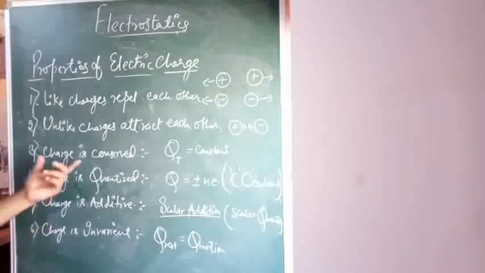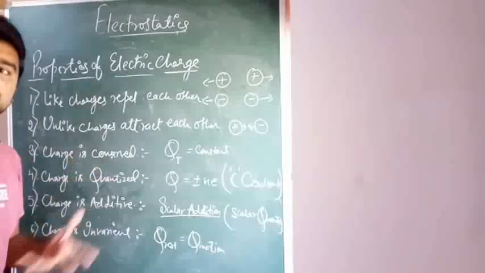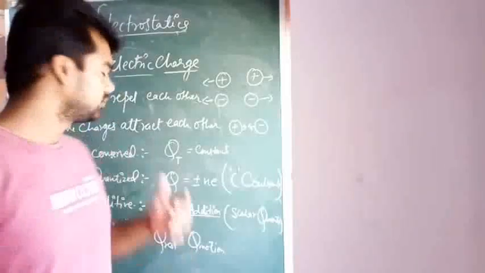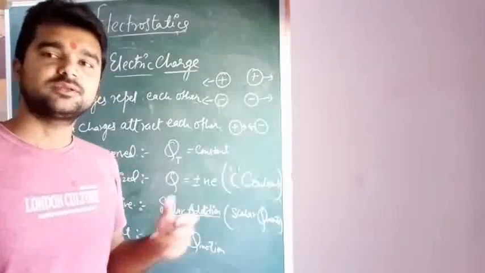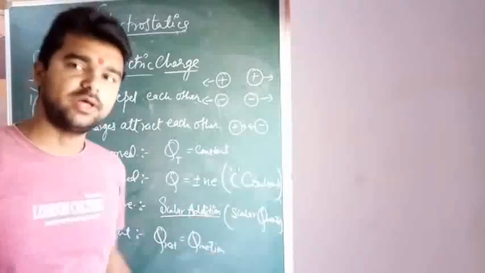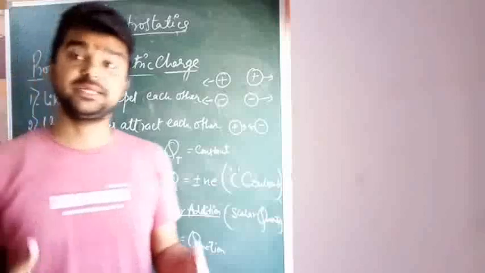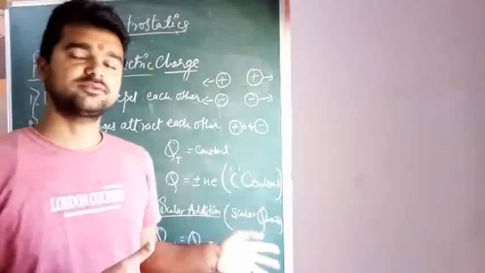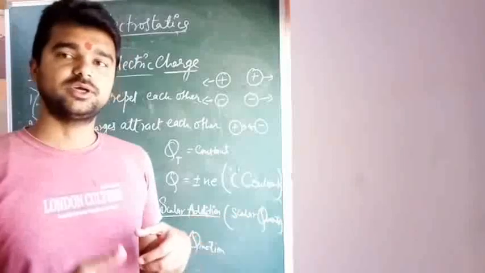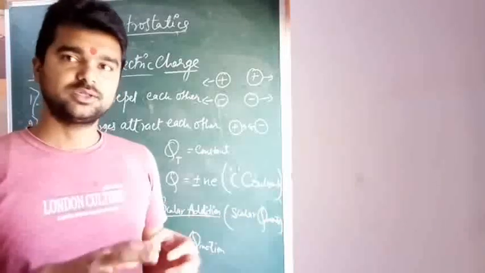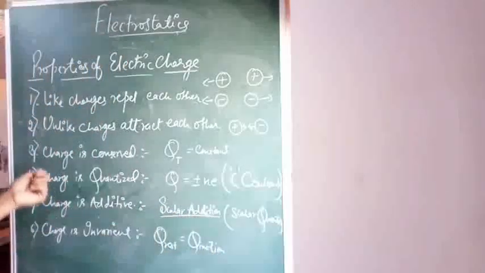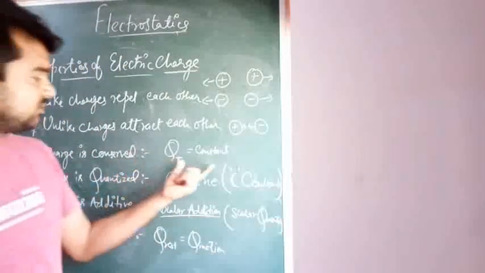Now we come to the point that charge is conserved. So with this, we are going to discuss more. Charge is conserved. That simply means we are going to follow conservation of charge. The conservation of charge is similar to the conservation of energy principle, that charge can neither be created nor destroyed in an isolated system. Okay, the total charge of the universe remains conserved.